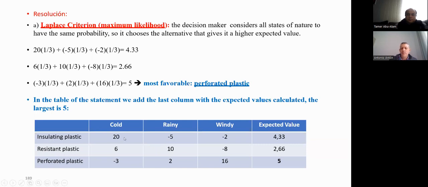The math was very positive, and they say, well, for sure it will be cold, and for sure it will be insulated plastic. But I'm going to get the maximum. The maximum is 20 in this scenario. Very optimistic. And what is the opposite?